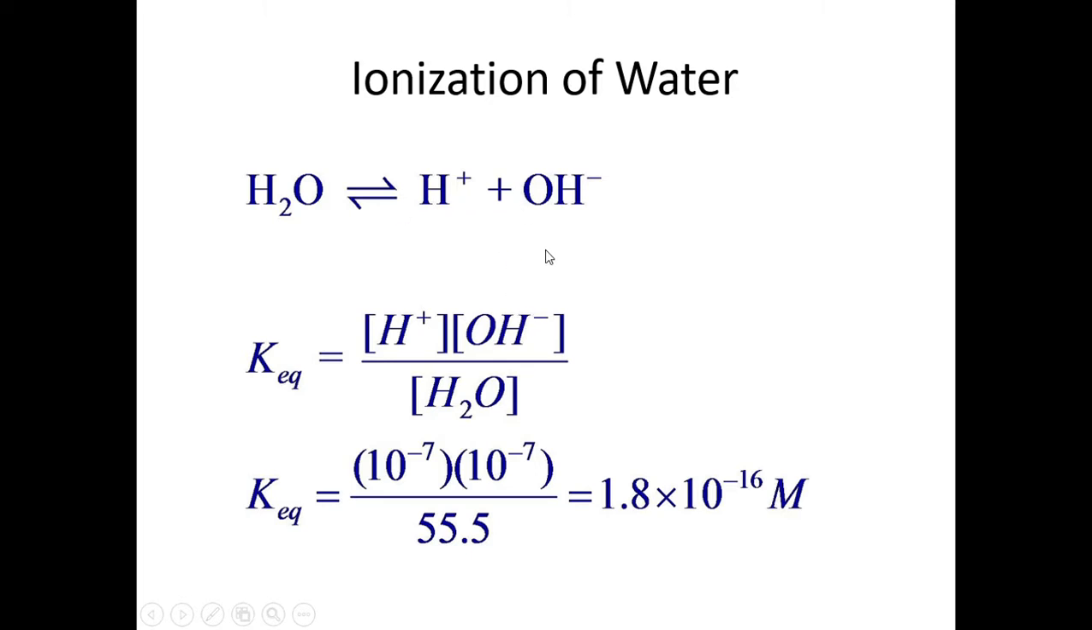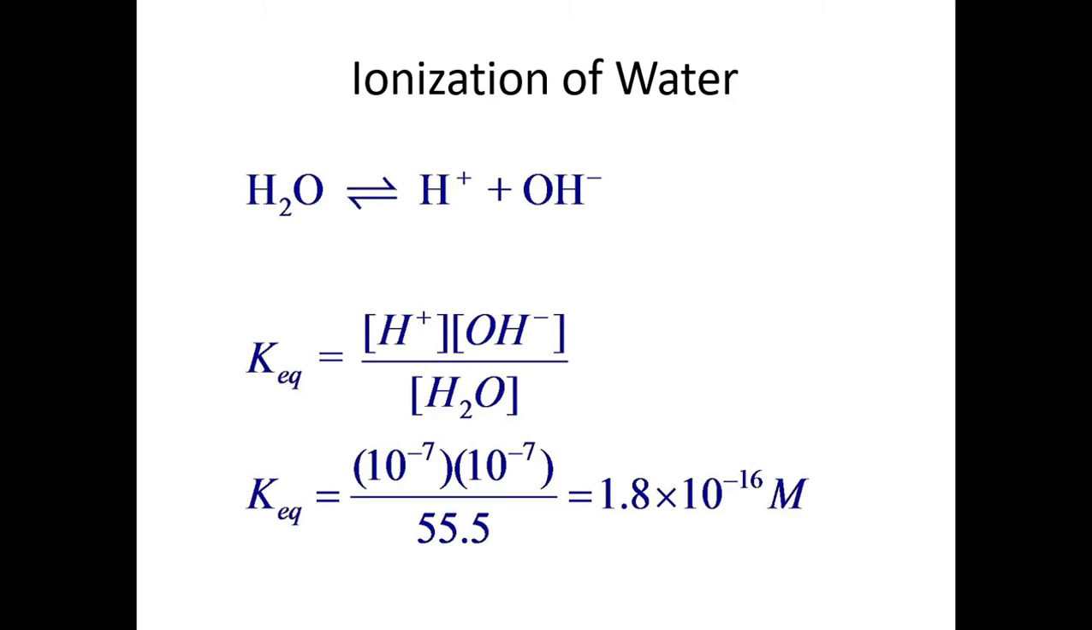When water auto-ionizes, the hydroxide ion concentration and the hydrogen ion concentration are equal because this molecule dissociates 1 to 1. So the concentration is 10 to the -7 for each of those ions, and the concentration of pure water is 55.5 molar. So the equilibrium constant for ionization of water is 1.8 times 10 to the negative 16 molar.